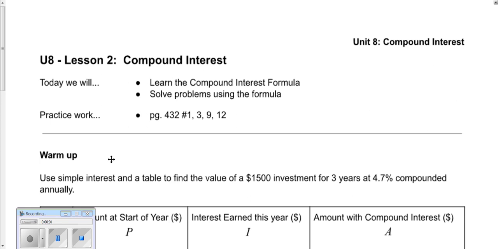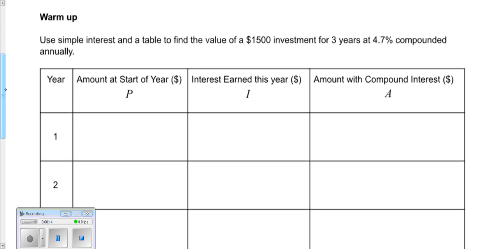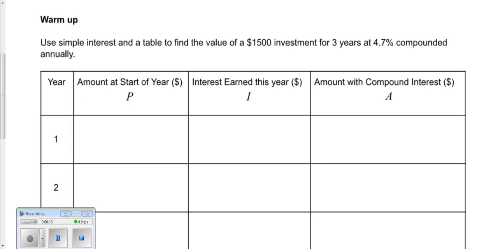So now we're going to take a look at compound interest and we're going to use a compound interest formula. But just so we're aware, again, one thing you need to be able to do is figure out compound interest using a table and simple interest. So we'll use that as our warm-up. So use simple interest in a table to find the value of a $1,500 investment.